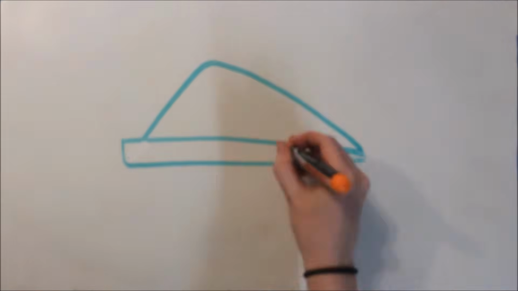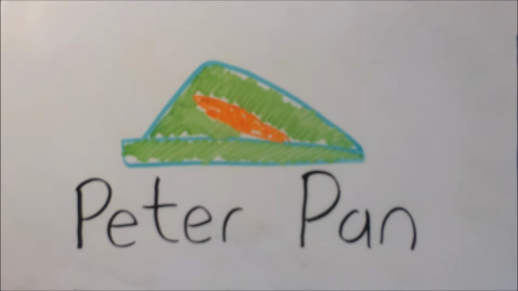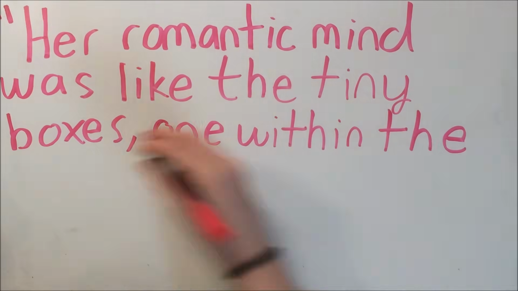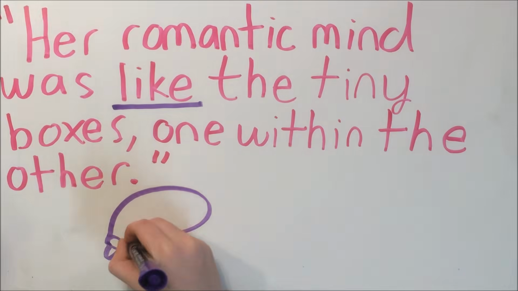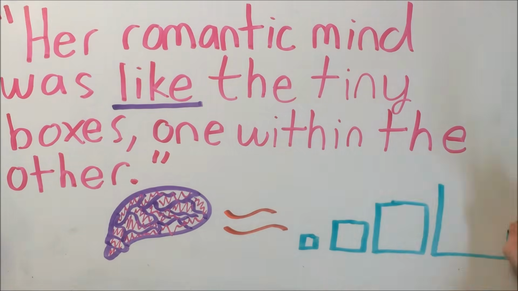Another example can be found in J.M. Barrie's Peter Pan when Wendy's mind is being described. He says that her romantic mind was like the tiny boxes, one within the other. This example is interesting because it shows a simile being used to describe something essentially indescribable by giving the reader a completely different picture.